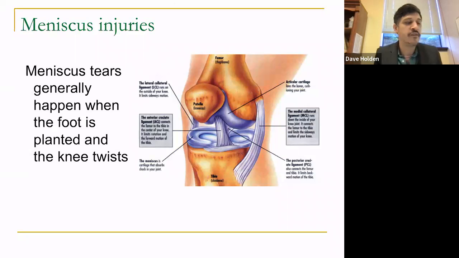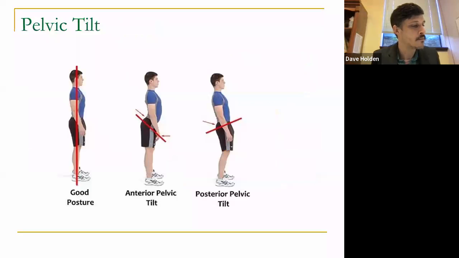Meniscus tears generally happen when the foot is planted and the knee twists. So how does this happen? People are running in a field and their foot gets stuck in a hole. And so as they're running, the body keeps moving, but the foot does not. And so they just spin around with their foot planted. The knee twists, the meniscus tears. Pretty common injury. All right.